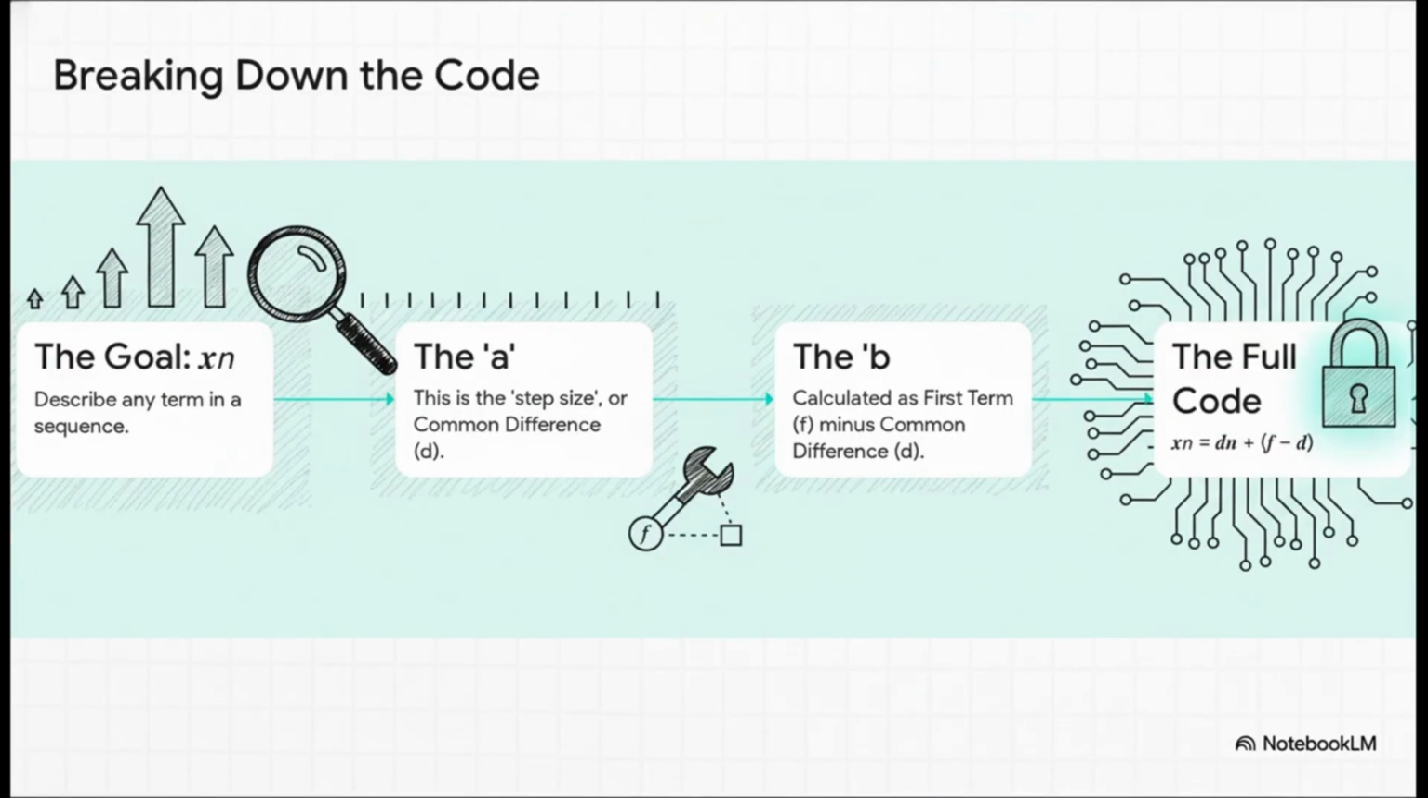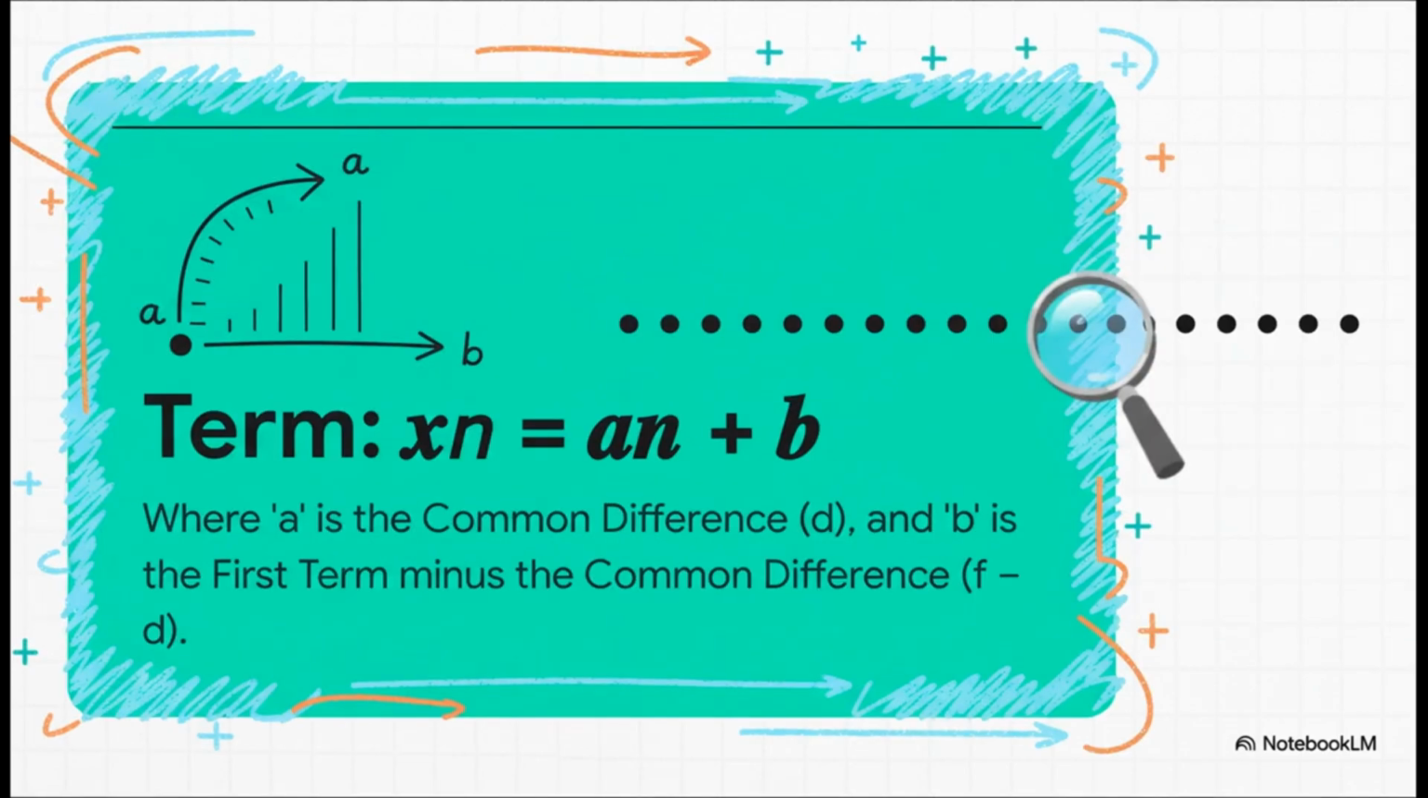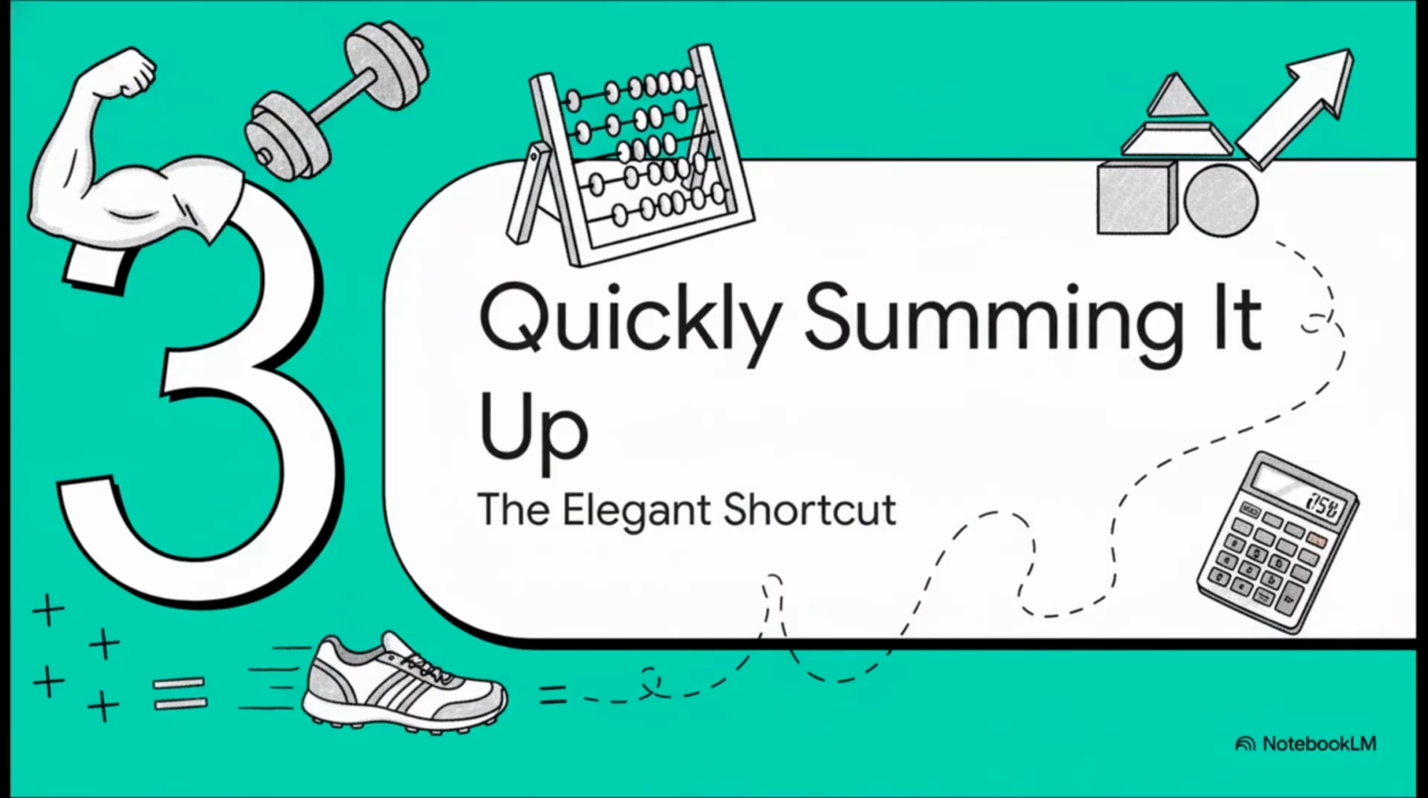A is just our common difference, that step size we talked about. B is a really clever adjustment for where the sequence starts, and when you put them together, you get the full code. So what's really interesting here is how it all boils down to 2 critical parts. A tells us how to step, and B tells us exactly where to start from. That's all you need.